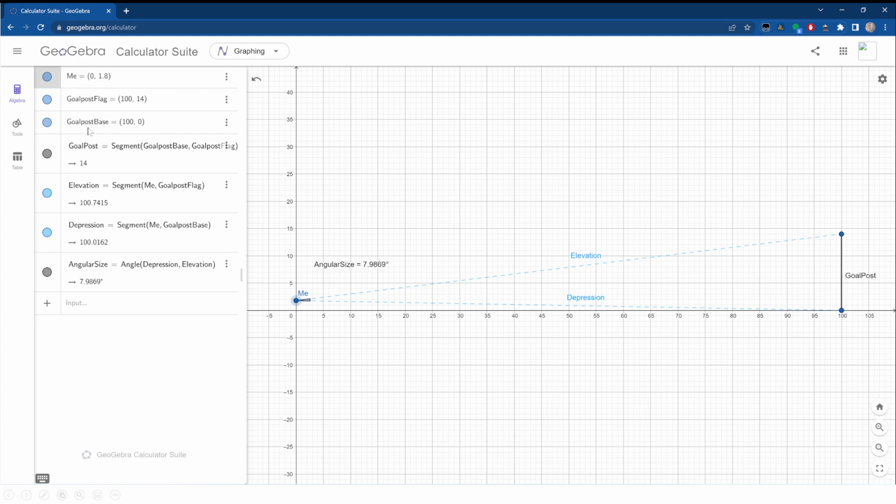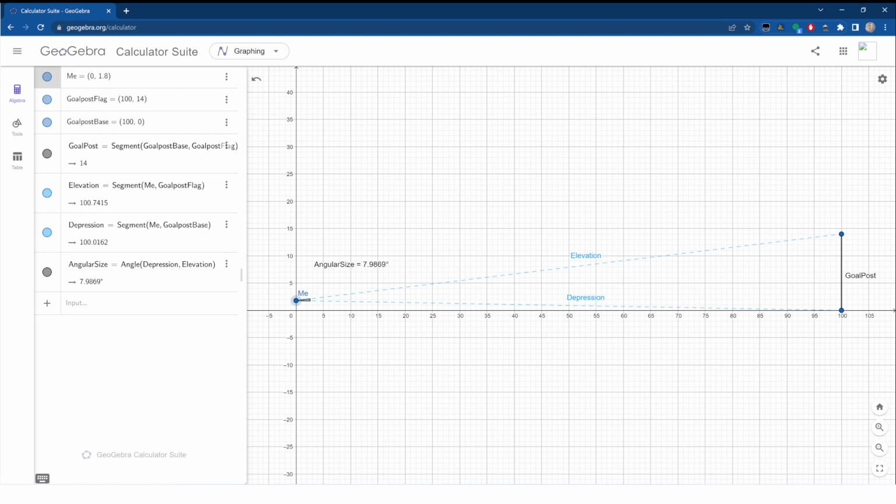So the first line is setting up me as the observer, and I've got the coordinates of x equals 0, y equals 1.8 because I'm standing on the goal line, which is our 0 point, and I'm holding my phone camera at approximately 1.8 meters above the ground. Next is the top of the goalpost, which is 100 meters away and 14 meters tall. So its XY coordinates are 100 and 14. And then obviously the base of the goalpost has coordinates 100 and 0. The next entry is just drawing a line between the base and the top to make it look pretty.